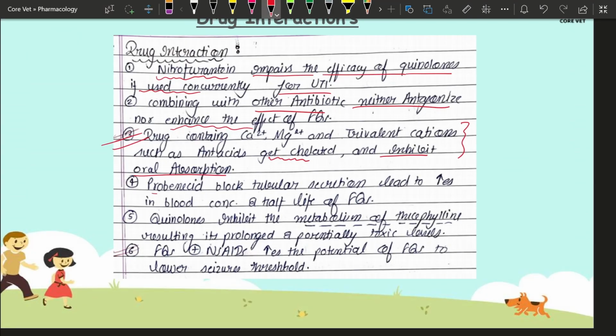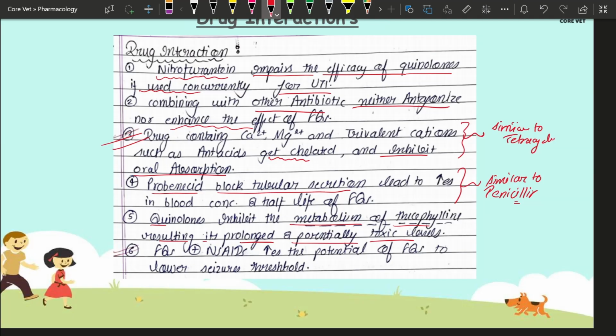If we talk about probenecid, it blocks the tubular secretion of the fluoroquinolones and increases the half-life of the fluoroquinolones, similar to penicillin. In penicillin also we have seen the action of probenecid on tubular secretion, and it is similar to tetracycline, right? If we talk about the quinolones, they inhibit the metabolism of theophylline, resulting in a prolonged and potentially toxic level.